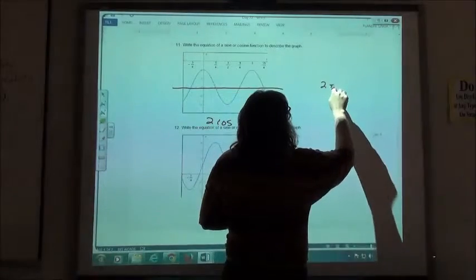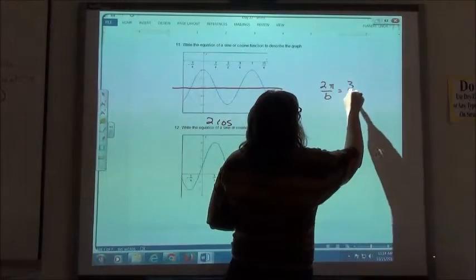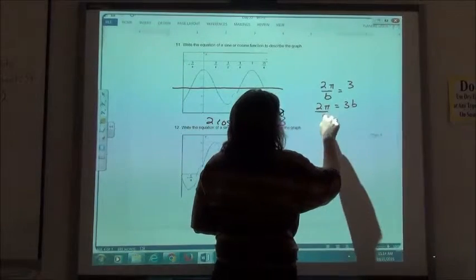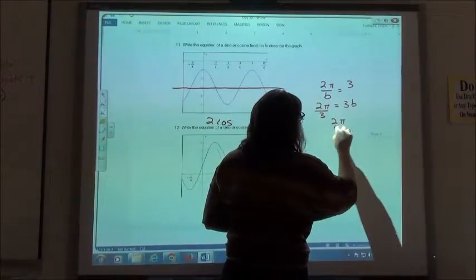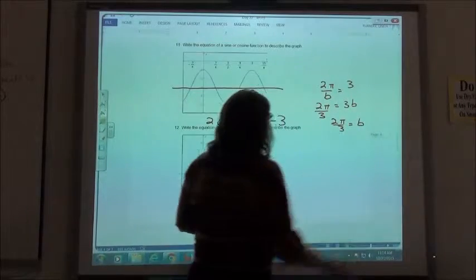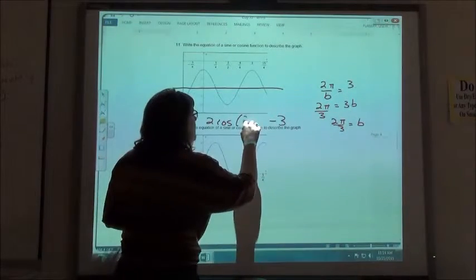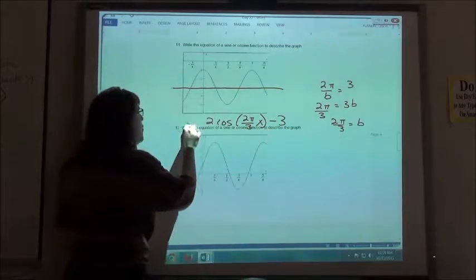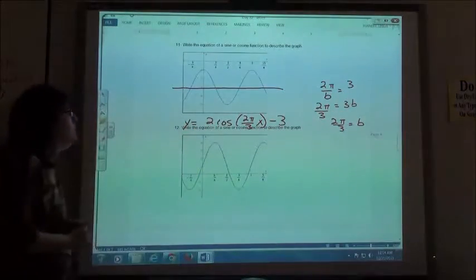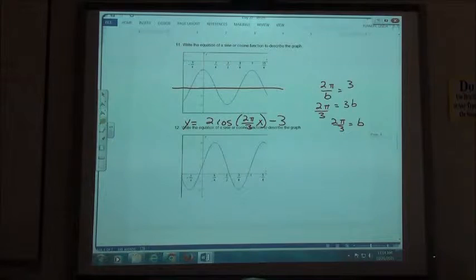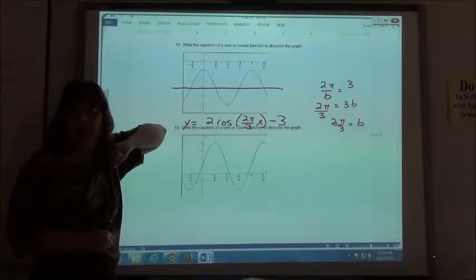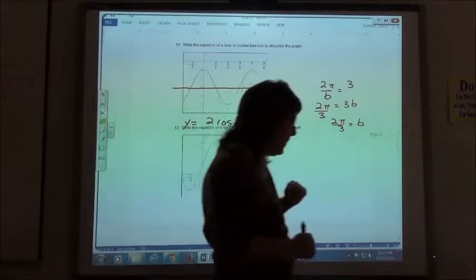So 2 pi over b is going to equal 3. 2 pi would equal 3b. Dividing by 3 then, 2 pi over 3 is going to be my b value. So I'm going to have 2 pi over 3x. And so y is going to equal 2 times my cosine of 2 pi over 3x, minus 3 because my graph shifted down 3 to find the center of my graph.